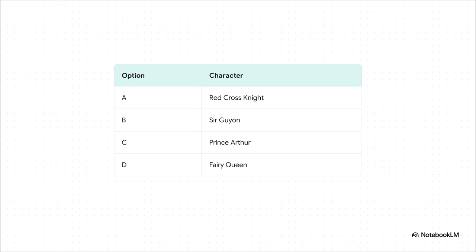In Edmund Spenser's The Faerie Queene, which character serves as the central figure and essentially the main link between the stories? Is it A, the Red Cross Knight, B, Sir Guyon, C, Prince Arthur, or D, the Faerie Queene herself? Right, so if you jump to D just because it's literally in the title, you totally fell for the trap. The correct answer is actually C, Prince Arthur.